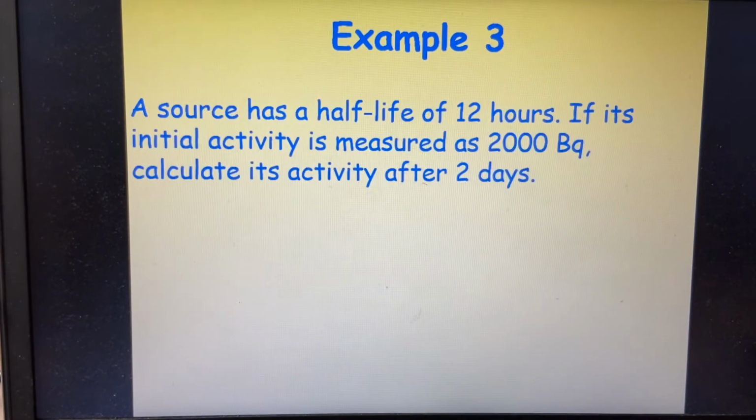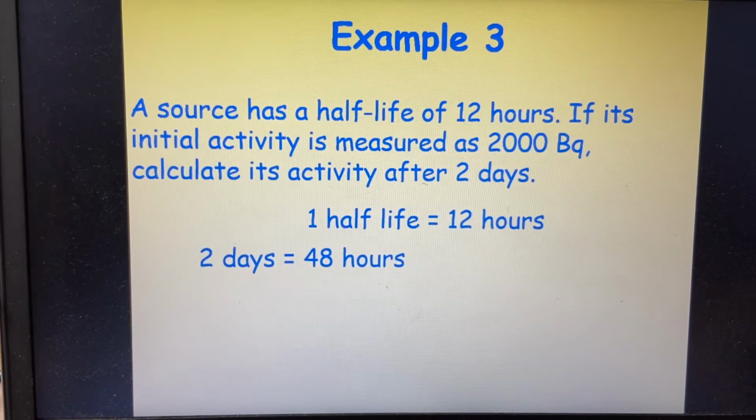Okay, example 3, a source has a half-life of 12 hours. Its initial activity is 2,000 becquerels. Calculate its activity after 2 days. So again, if one half-life is 12 hours, what I'm wanting to do is work out how many lots of 12 are in 2 days? Okay, so 2 days would be 48 hours.